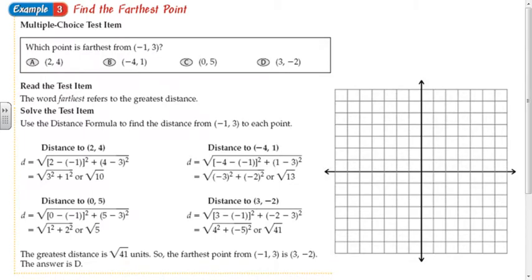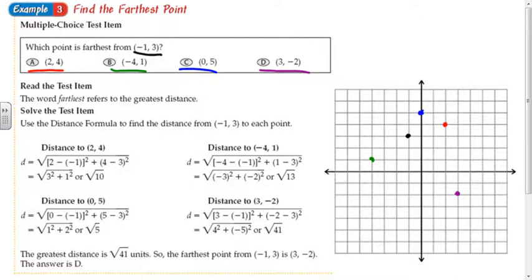Now, if this ever comes up on a test, like a multiple choice test, it would say which point is farthest from -1, 3, which again, we can look at visually. So it would look something like this. Our first choice is A, which would be at 2, 4, something like that. B is at -4, 1, somewhere like that. C is 0, 5, which would be right here. And D is at 3, -2.